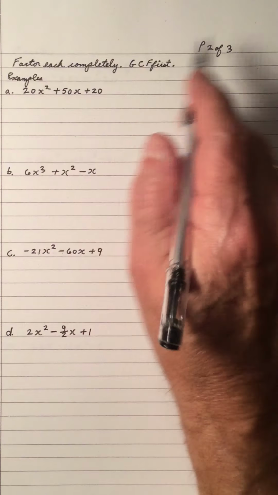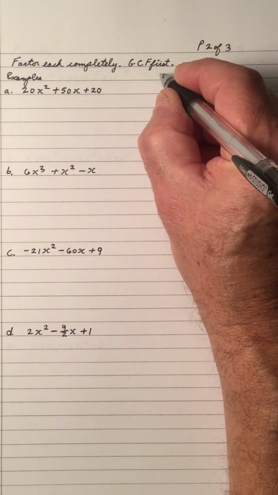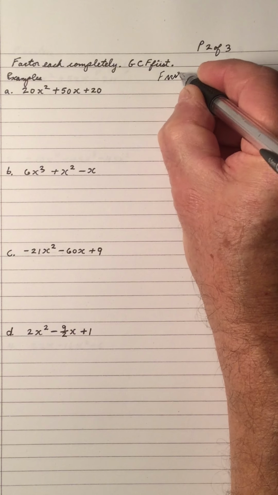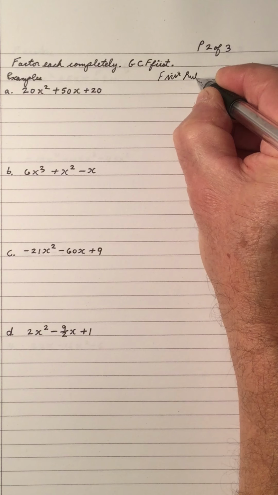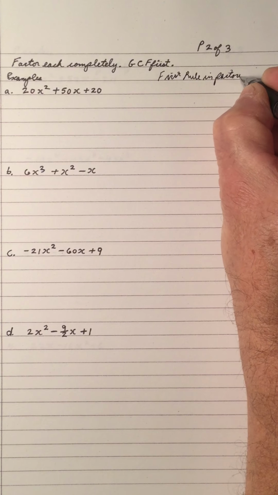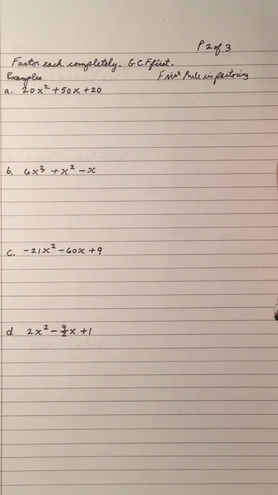Factor each completely, and we'll do the GCF first. The GCF first, I call it the first rule in factoring. In other words, if somebody asks me to factor something, I'll always look for the GCF first and remove it. Here we go. Let's do some examples.